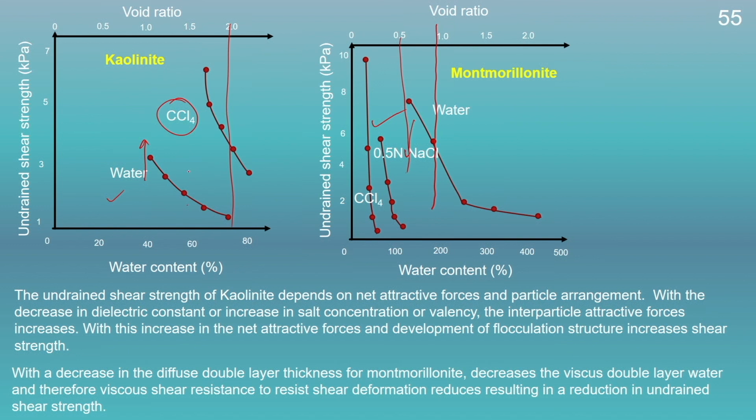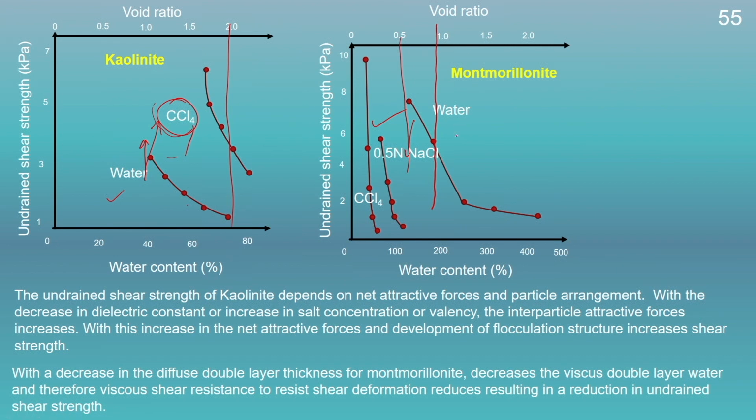The undrained shear strength of kaolinite depends on the net attractive forces and the particle arrangement. With the decrease in the dielectric constant from here to here, or increase in the salt concentration, the interparticle attractive forces of kaolinite particles will increase. With this increase in the net attractive forces, the flocculated structure will be developed, and therefore, its shear strength will increase.